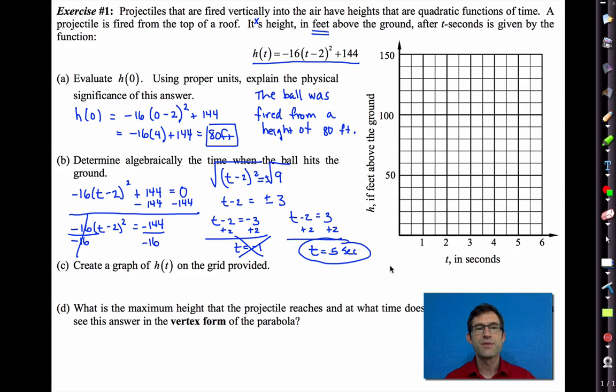Now, letter C says create a graph of h of t on the grid provided. All right? So to do that, ideally, we would open up our TI-84 Plus, create a table of values, and then graph the thing. For right now, to try to make one of our last videos a little bit shorter, I'm just going to generally sketch what the graph looks like.